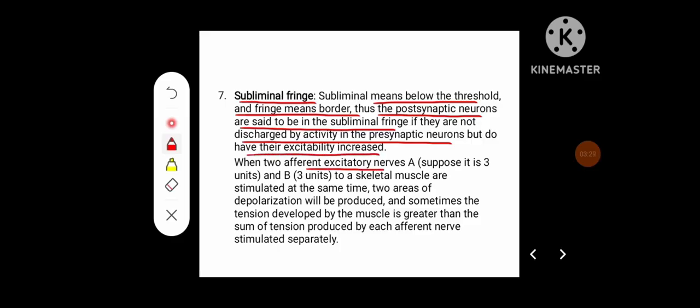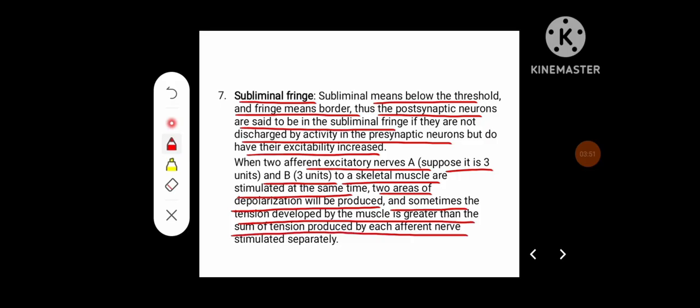When two afferent excitatory nerves, that is nerve A, which is supposed to excite 3 units, and B, which is supposed to excite 3 units to a skeletal muscle, are stimulated at the same time, two areas of depolarization will be produced, and sometimes the tension developed by the muscle is greater than the sum of the tension produced by each afferent nerve stimulated separately.